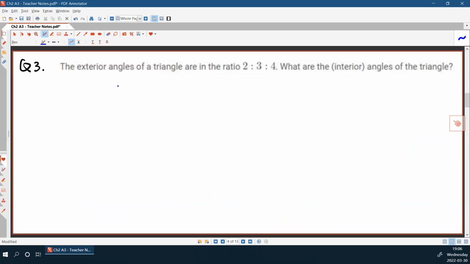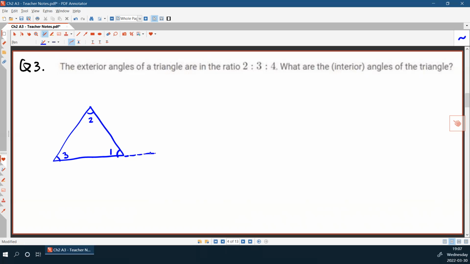Okay, next question. The exterior angles of a triangle are in the ratio 2:3:4. What are the interior angles of the triangle? Okay, there is no graph. So in order to facilitate our discussion, it's better to draw a diagram like this. So suppose we have a triangle here, and let's call this angle 1, this angle 2, and this angle 3. We want to find angles 1, 2, 3, right?